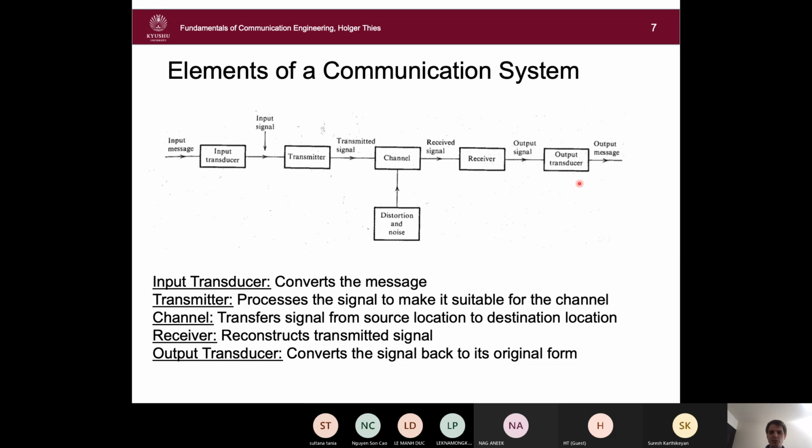And finally, there's the output transducer, which transforms back from an electric signal to the original message. So examples for output transducers are, for example, speakers or a TV, which gives you back the image, or a PC monitor.